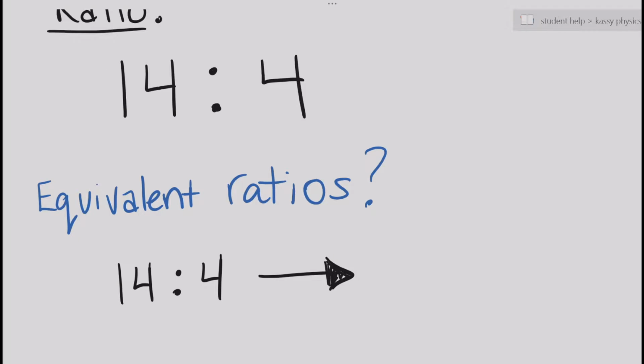So for example, I could say, let's double this. And as long as I double both numbers, I'm safe. 14 times 2, that would be 28. 4 times 2, that would be 8. So that would be an equivalent ratio.